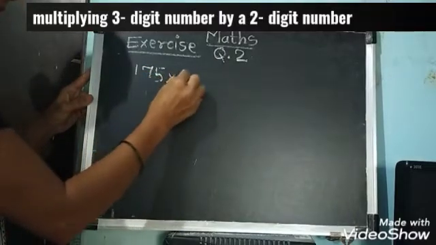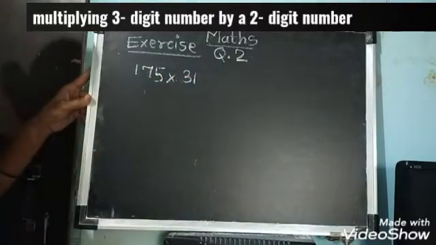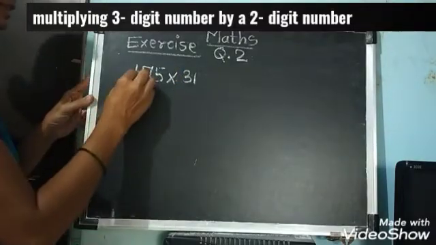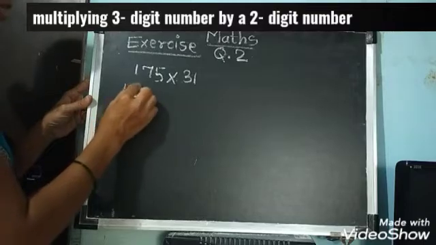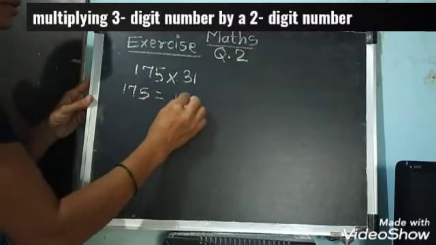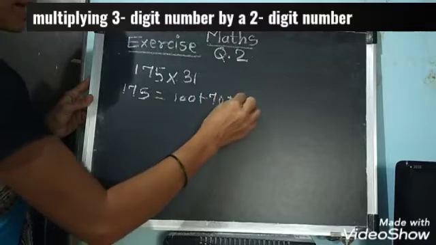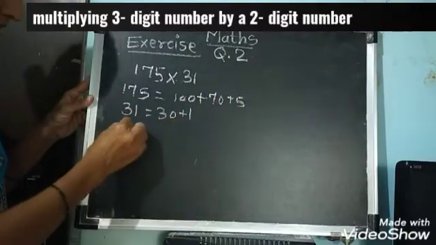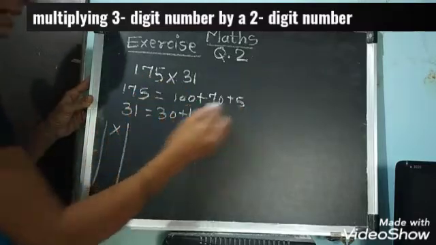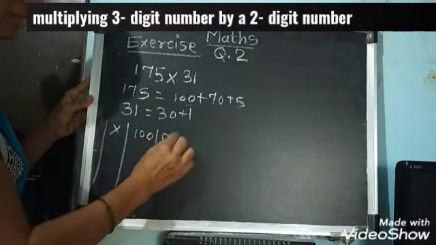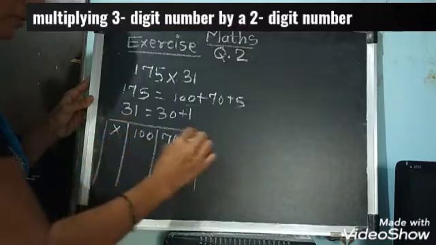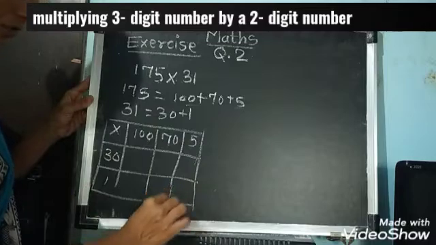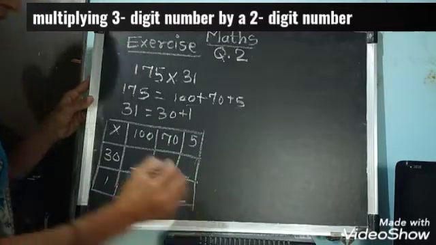175 multiplied by 31. It is our second example. Same way we have to solve, just it is in word problem. So first write down its expanded form. 100 plus 70 plus 5. 31. What is 30 plus 1? Make columns. Here multiplication sign. Instead of this number, write down its expanded form. 100 plus 70 plus 5. Close the box. Here 30 and here 1. Now find the answers of the boxes.